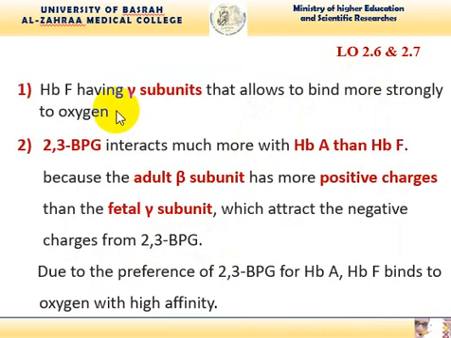The answer for this question is that hemoglobin F has a gamma subunit, and this gamma subunit allows it to bind more strongly with oxygen.